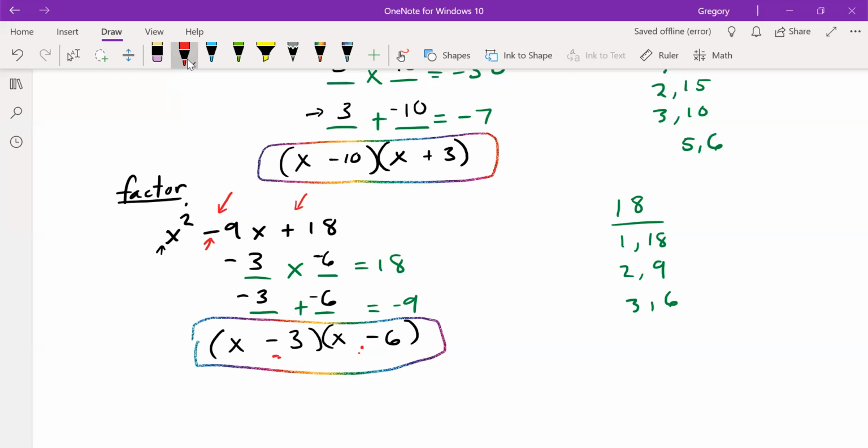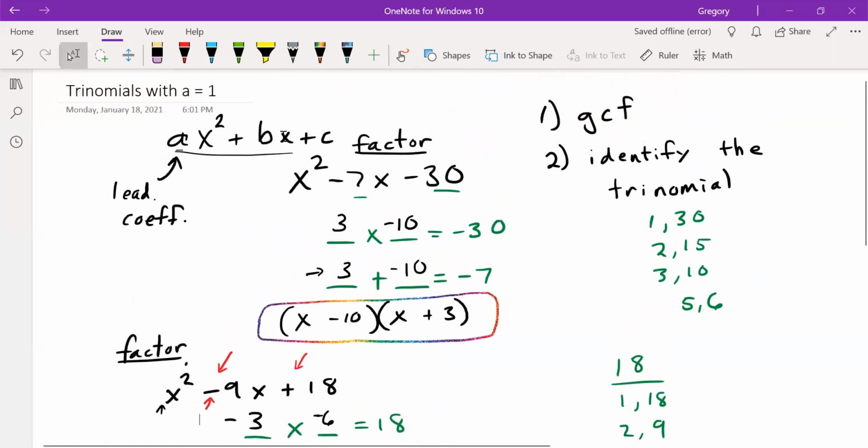So again, if there's a plus sign at the end, that means in our two factors here, they're going to have the same sign. They're both going to be negative or they're both going to be positive. And you can usually figure it out based on what the problem gives you. Compare that to my first one.